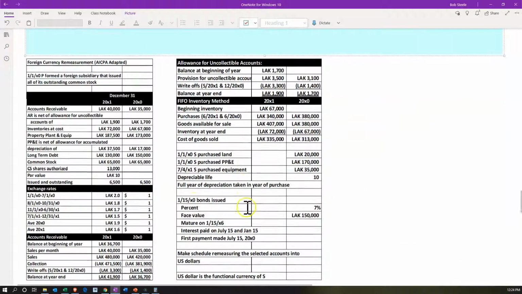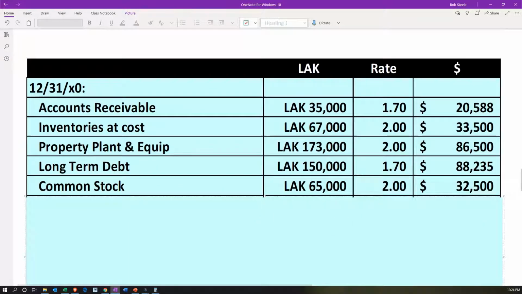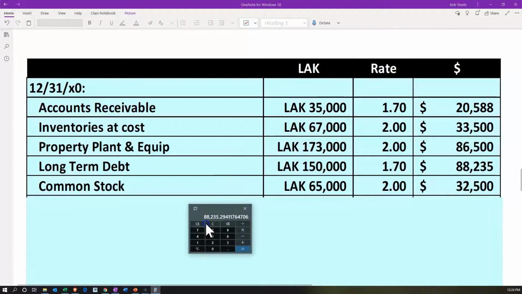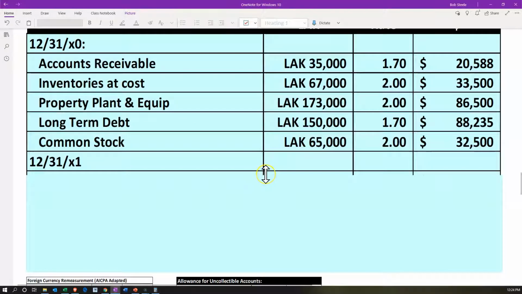That's going to include this 11X0, so we're going to be using that 2 again. And 65,000 divided by that 2 is 32,500.